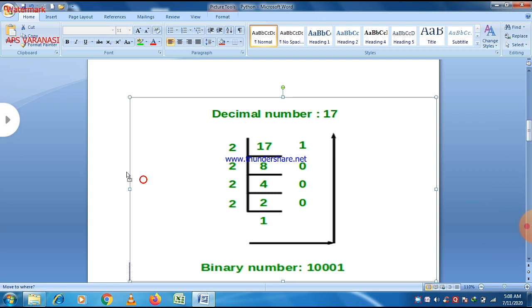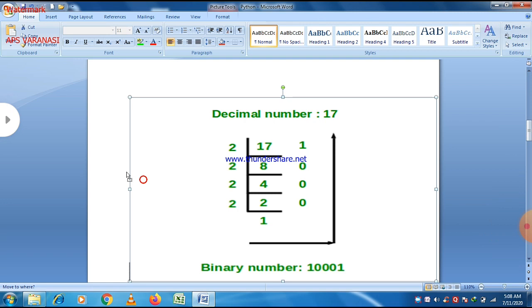So write 8 just below 17, and 1 just on the left-hand side of that 17. You can see that on our screen: 2, 17, 8 and 1, and this process goes on until we get 1 or 0, meaning a number less than 2.